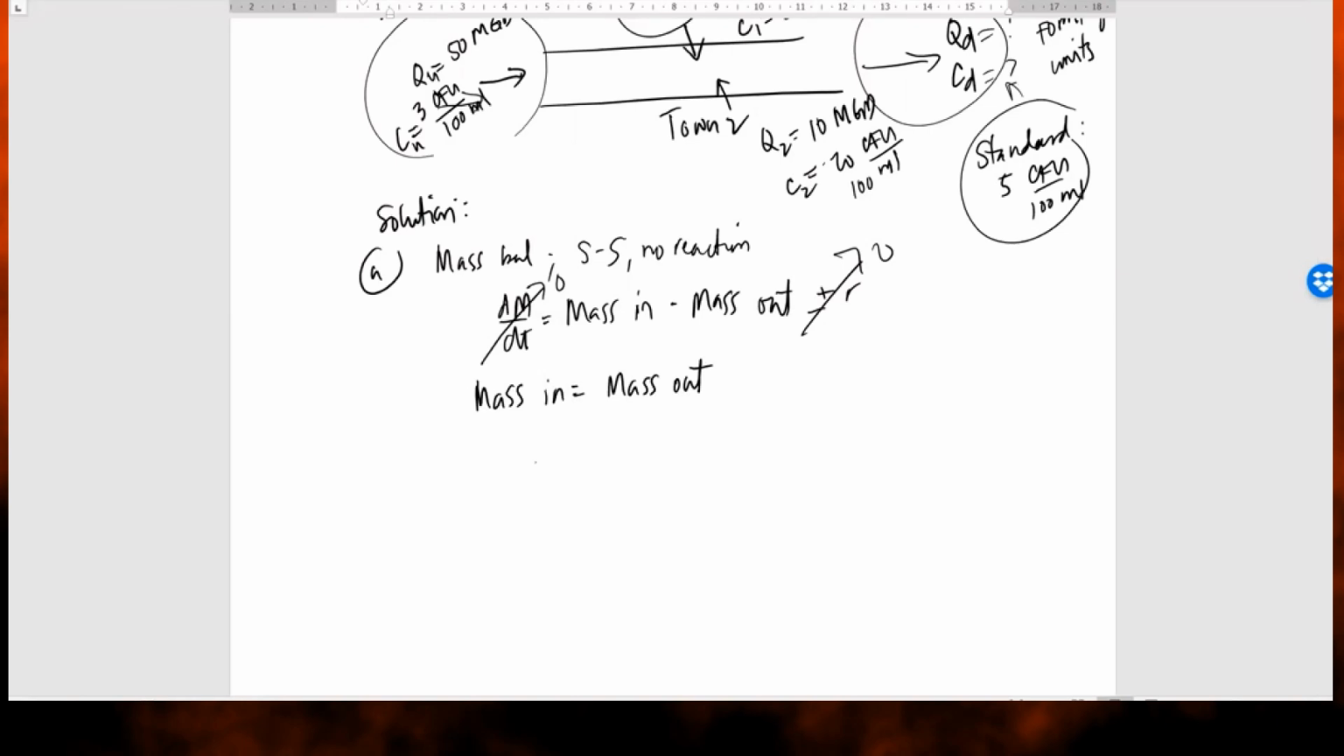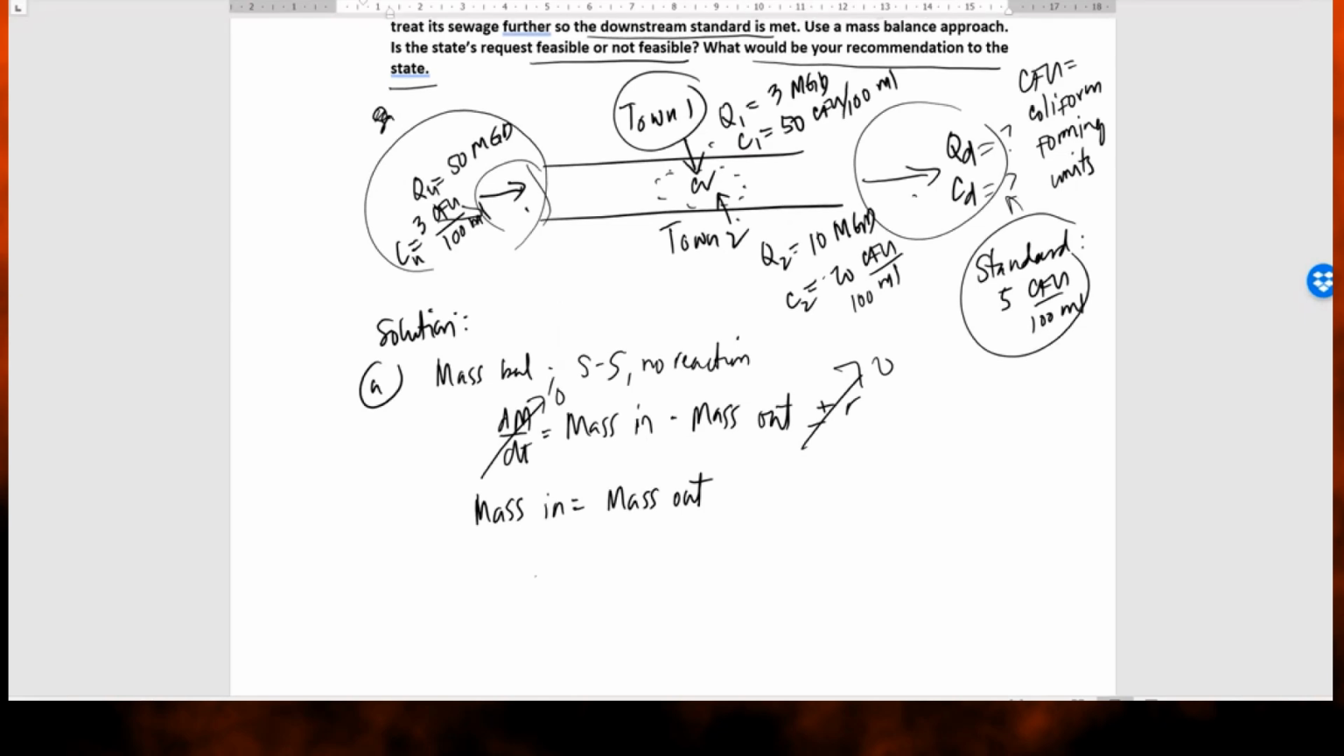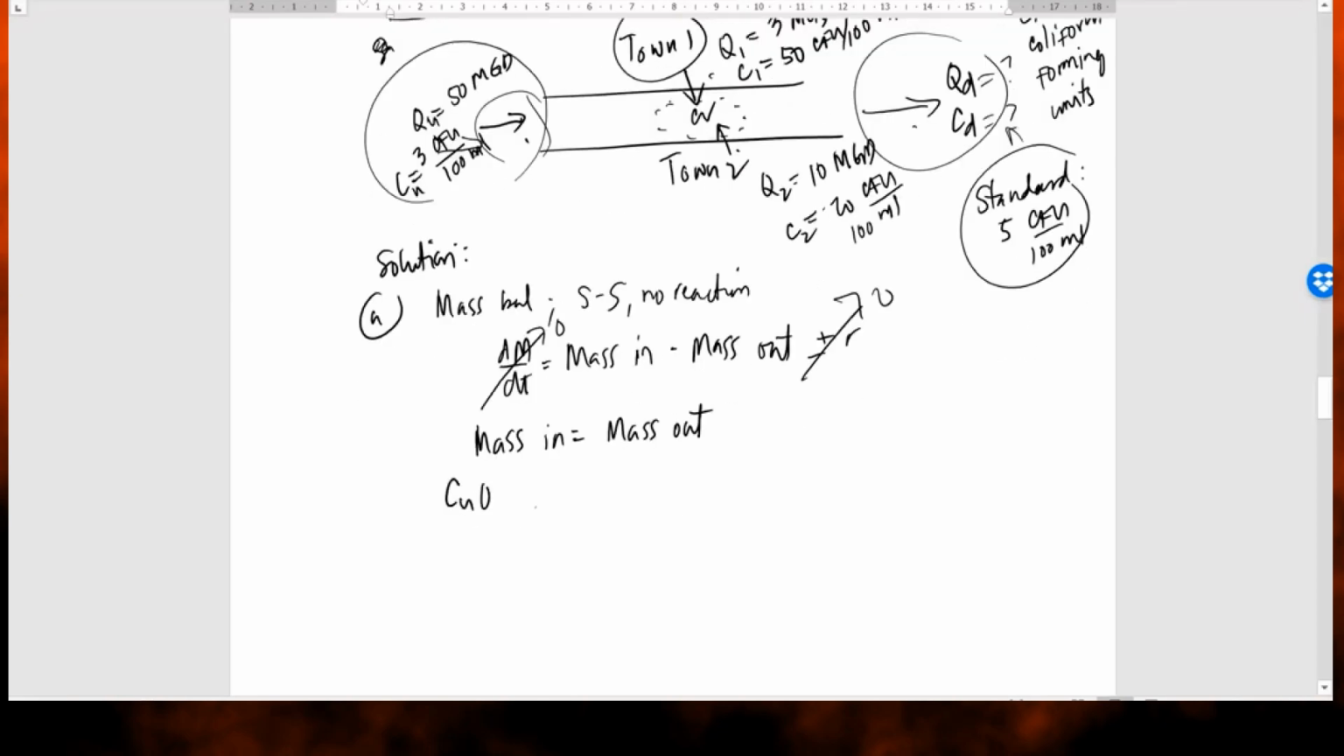So what is the mass in here? If you look at the schematic, that's why it's important to have one, so you can picture the problem. This is your control volume. So mass in is Cu Qu plus C1 Q1 plus C2 Q2, which is equal to CD QD.